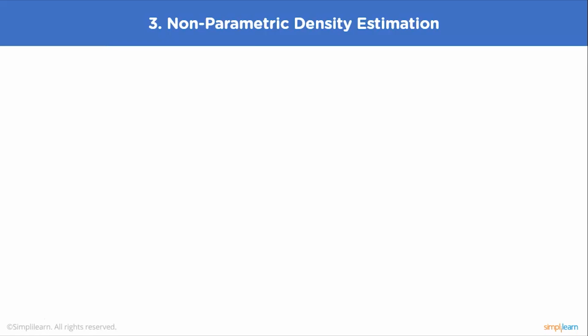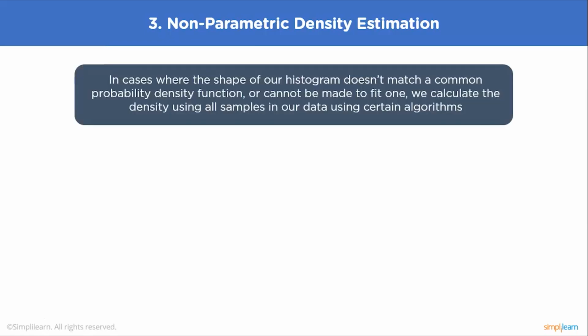Now let's move on to the final step, which is used in the calculation of our PDF. This final step is called non-parametric density estimation, and it's only used when the shape of a histogram doesn't match a common probability density function, or it cannot be made to fit one. In this case, we will calculate the density using all samples in our data using certain algorithms. This is only done when a data sample does not resemble a common probability distribution, or it cannot be easily made to fit the distribution. And this is often the case when the data has two peaks, which is also called a bimodal distribution, or it has many peaks, which is also called a multimodal distribution.